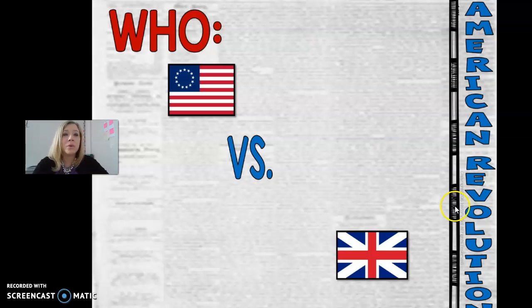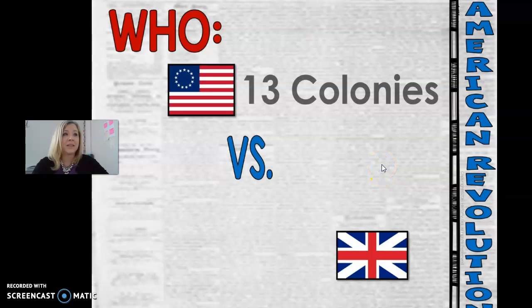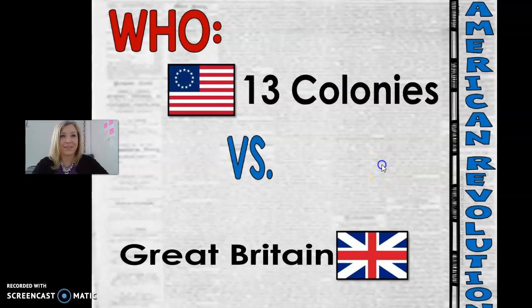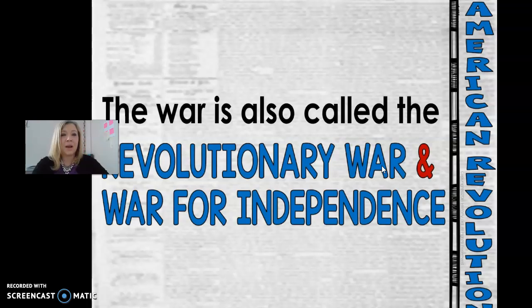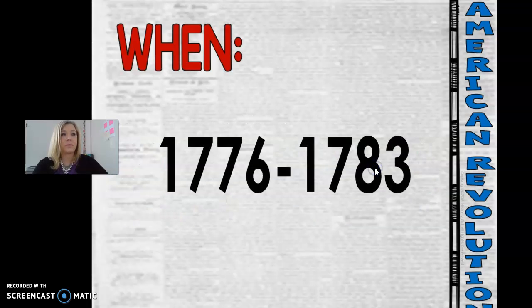So who is involved in this Revolutionary War? By now you should know that we have the British American colonies and Great Britain. This war has many names. It goes by the Revolutionary War, and it's also called the War for Independence. The American Revolution lasted nearly 10 years, so from 1776 to 1783.